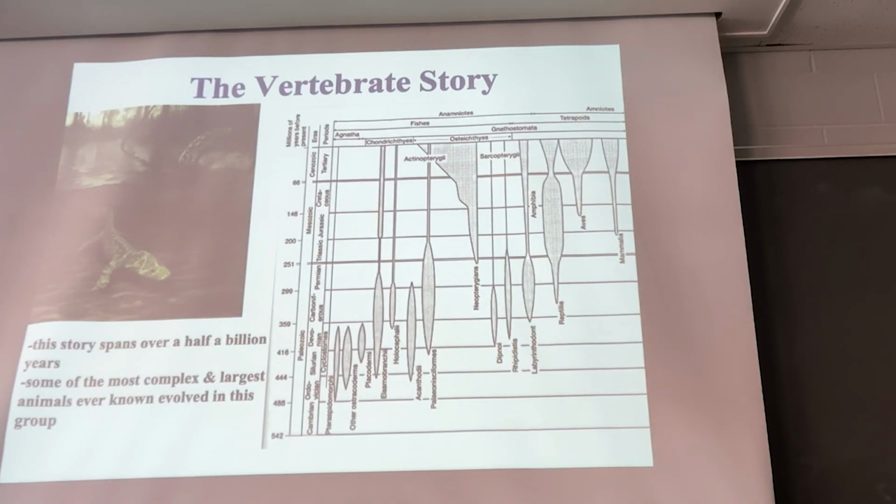So this shows you the vertebrate story, which is kind of where we're moving. The story spans about half a billion years, about 500 million years, right? Some of the most complex and largest animals ever evolved from this group, as you guys know. And this kind of shows you an abundance phylogeny of the vertebrate groups. You can see starting at about 542 million years ago up to present day. And you notice we have a bunch of names up here I'm going to go over. So we have fishes, tetrapods, anamniotes, amniotes, gnathostomes, agnathans.